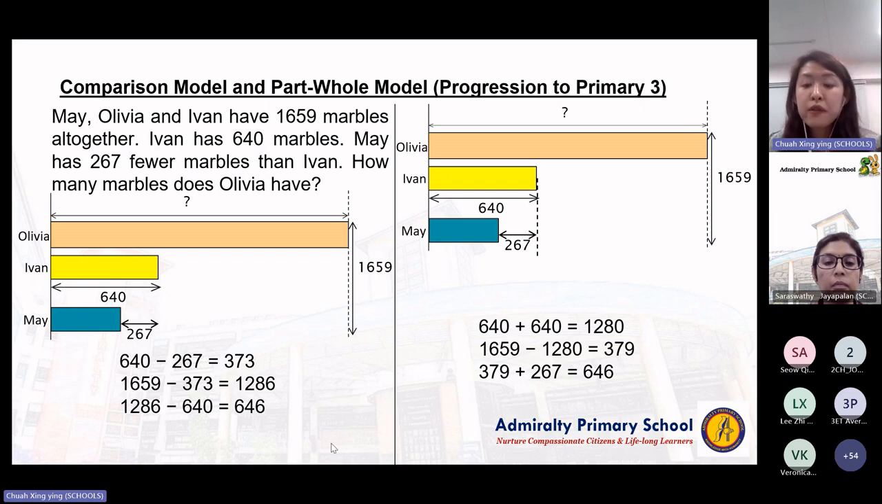So another way to solve this problem is that we assume both Ivan and May have the same number of marbles. So we get 640 plus 640 equals 1,280. Then we take the total, subtract Ivan and May. 1,659 minus 1,280 to get 379. Then we'll add back the difference to find Olivia. 379 plus 267 equals 646.